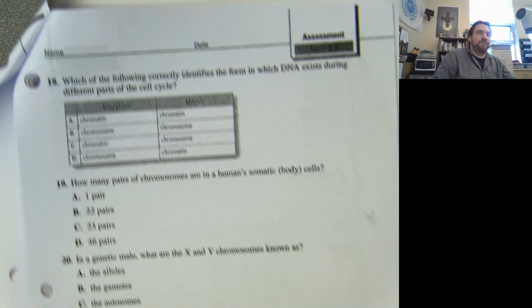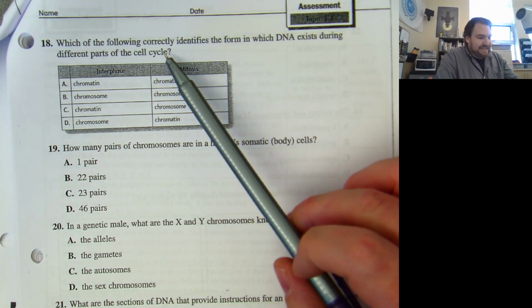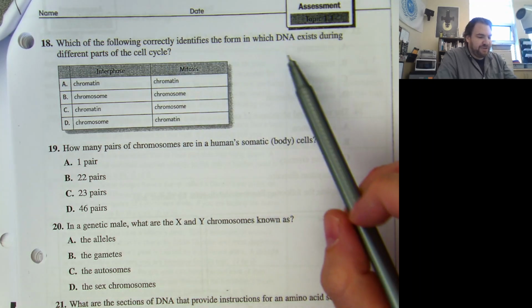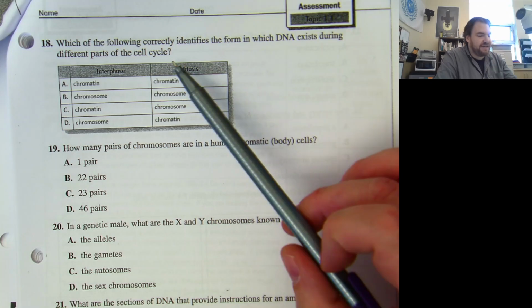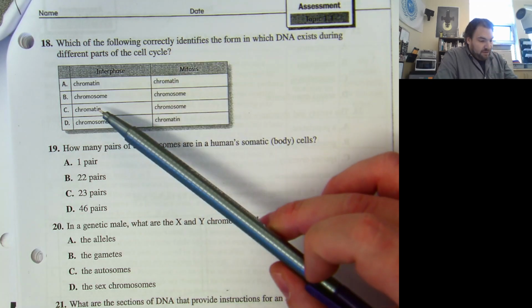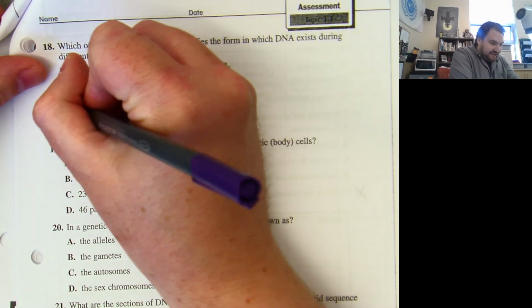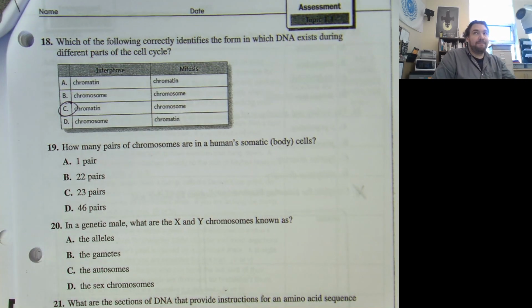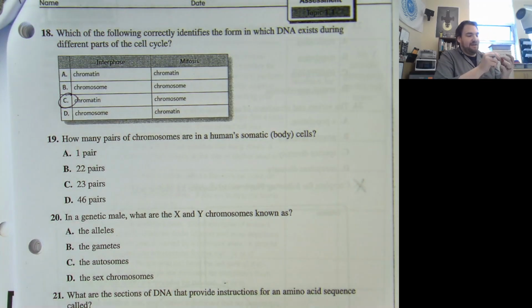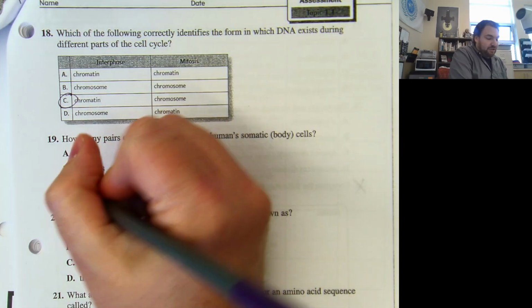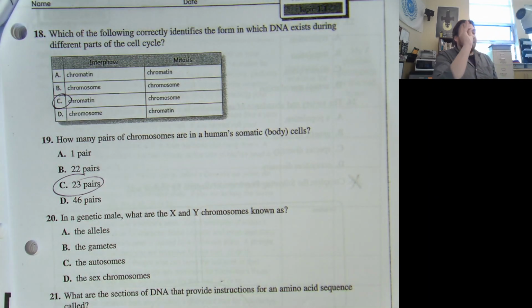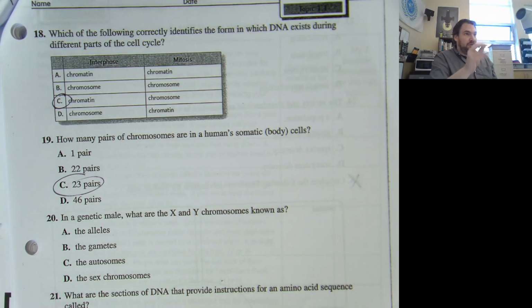Oh, we have so much more to do. 18, which of the following correctly identifies the form in which the DNA exists during the different parts of the cell cycle? Yes, it is in fact C. I don't know why I doubted you, because I gave you that answer yesterday in class. Number 19, how many pairs of chromosomes are in a human somatic cell, or a body cell? There are 23 pairs for 46 total.